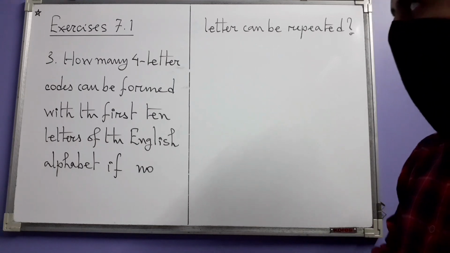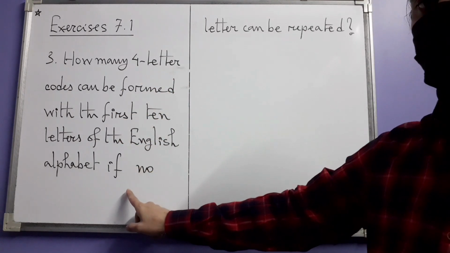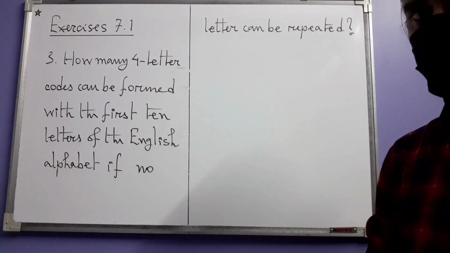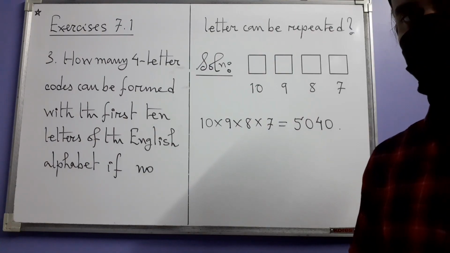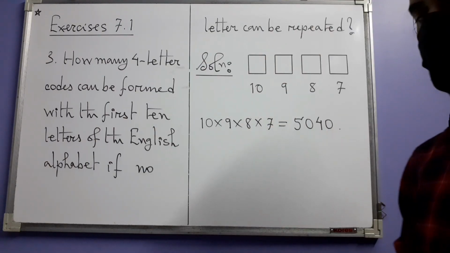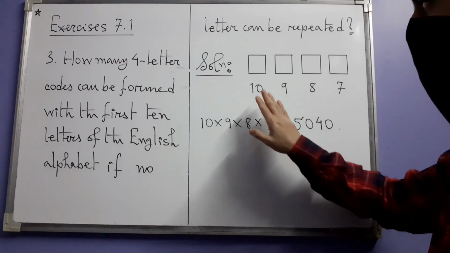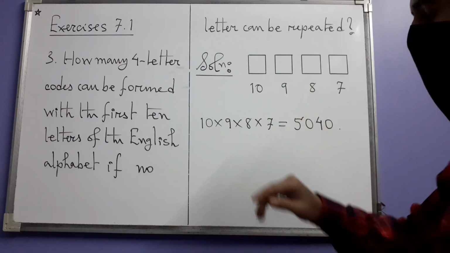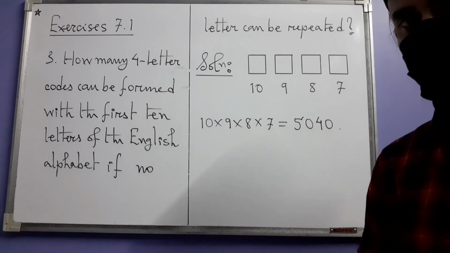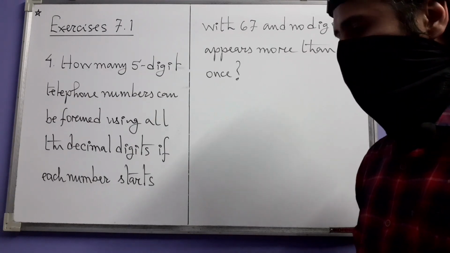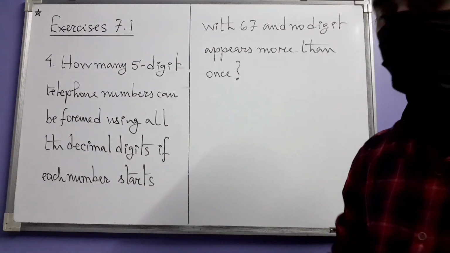Next, number 3. How many 4-letter codes can be formed with the first 10 letters of the English alphabet if no letter can be repeated? Solution, so these are 4-letter codes, and by now you know what to do, because letters cannot be repeated and there are 10 available letters to us. So the total number is 10 times 9 times 8 times 7, which is 5040.